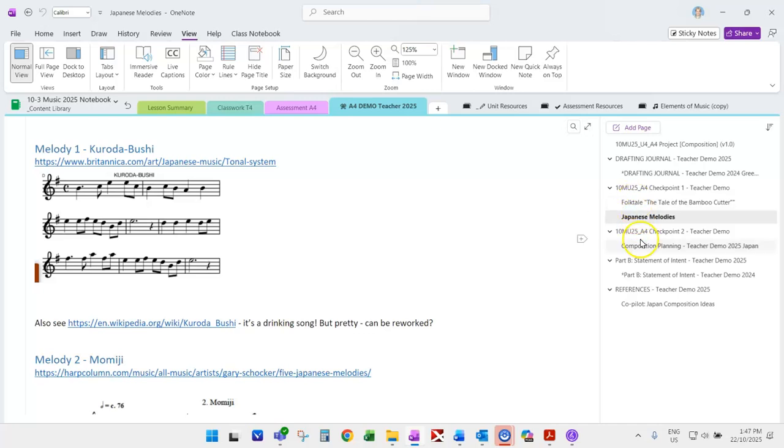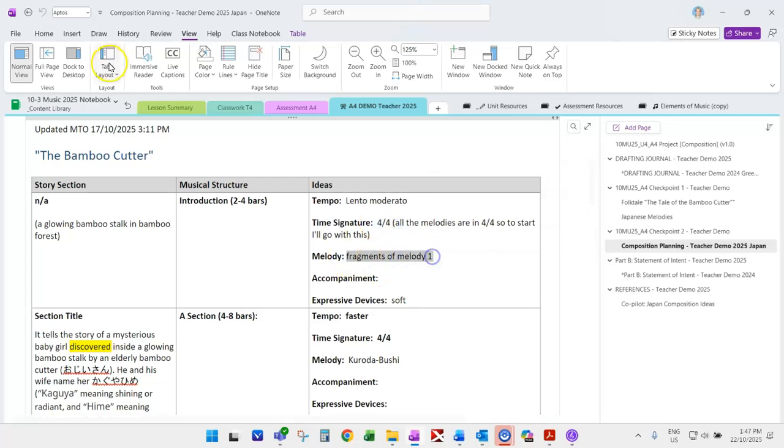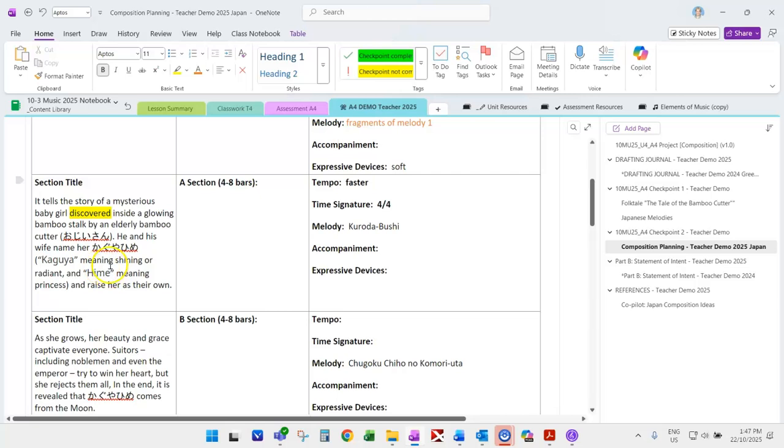And then I asked myself, how fast would it be at the start of the story? I had to choose 4/4 because all my melodies were in 4/4. And I'm not really sure what I'm doing yet with that bit. We were pretty happy with the idea that we'd start off softly. And then when the story got a little bit more exciting, where the elderly couple found the baby, tempo would get a little bit faster. We don't know how much yet.